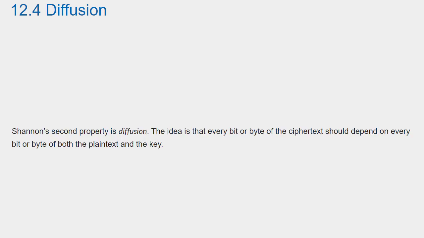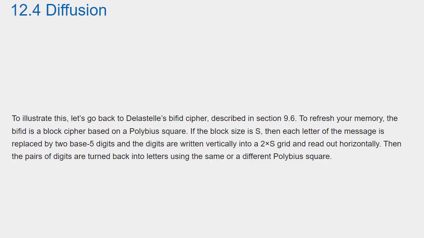Section 12.4. Diffusion. Shannon's second property is diffusion. The idea is that every bit or byte of the ciphertext should depend on every bit or byte of both the plain text and the key. To illustrate this, let's go back to Delastelle's bifid cipher, described in section 9.6.